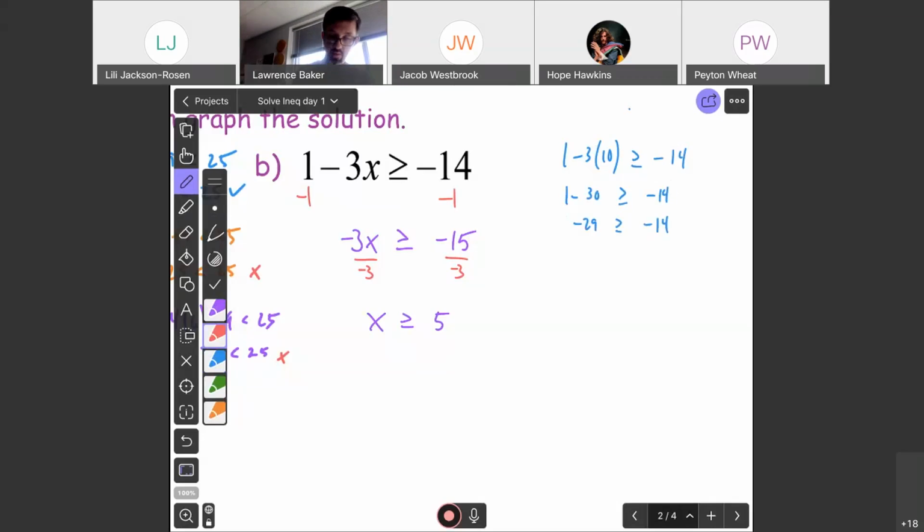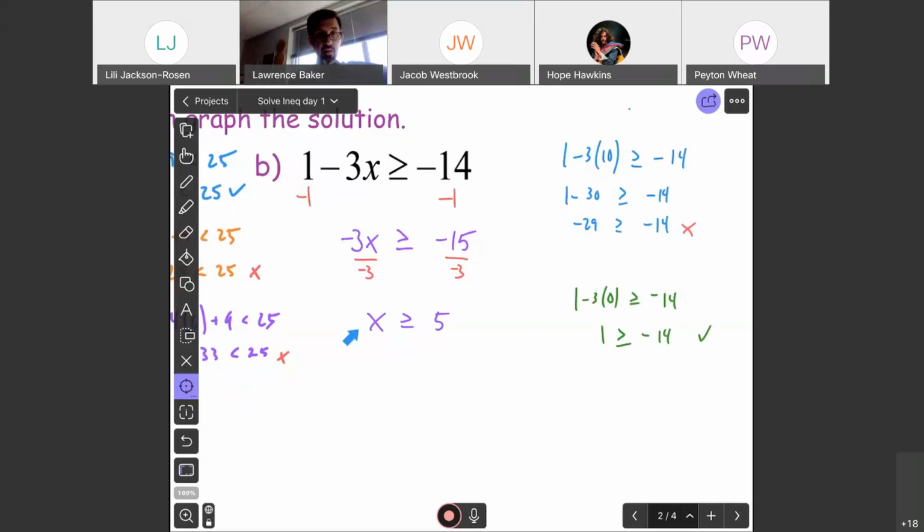All right, so something's not right. The answer that we said should work isn't working. Well, what about the other side of it? X is supposed to be greater than 5. Well, what if x was less than 5? So what if x was 0? 1 minus 3 times 0. Well, 1 minus 0, of course, is 1. Is 1 greater than negative 14? Yep. So something's wrong, right? We said the answers were supposed to be bigger than 5, but answers that are bigger than 5 aren't working. Answers that are less than 5 are working, okay?